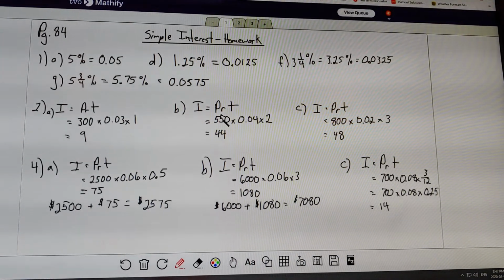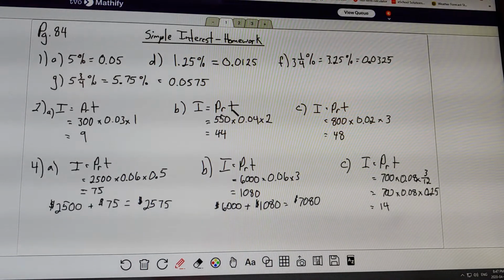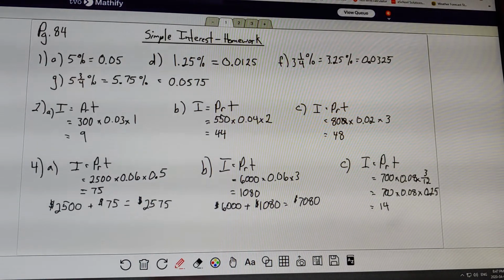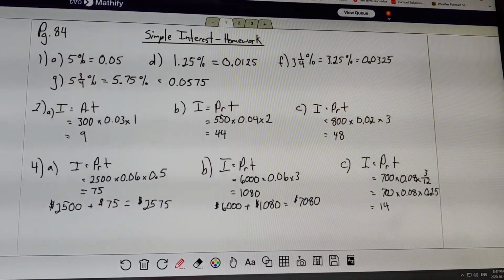So this one, $550 is our principal. 4% gets turned into 0.04. For 2 years, $44. This one, $800 is our principal. 2% interest is 0.02 times 3, $48. Let's look at number 4.